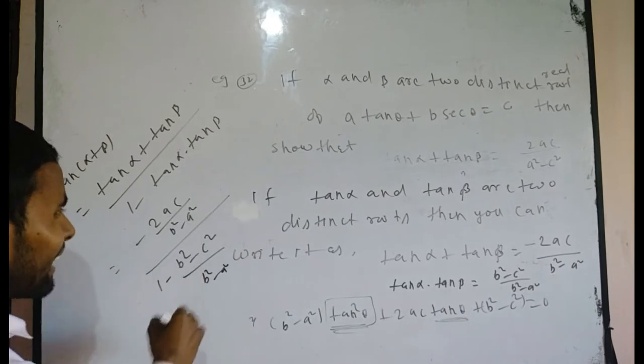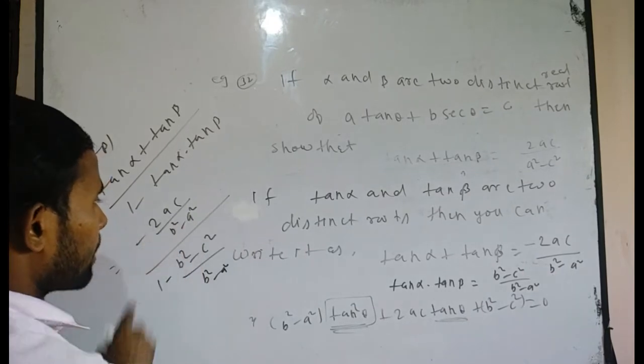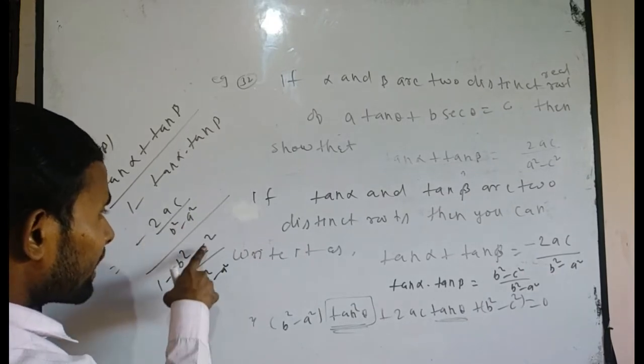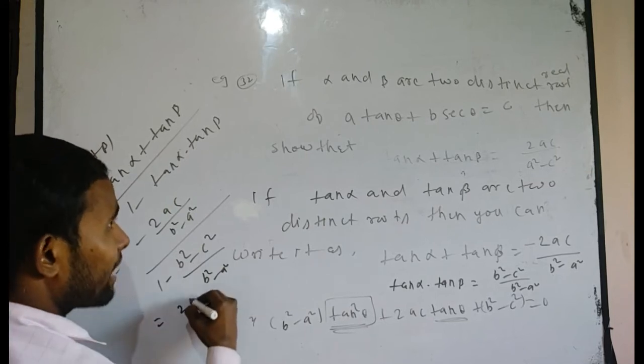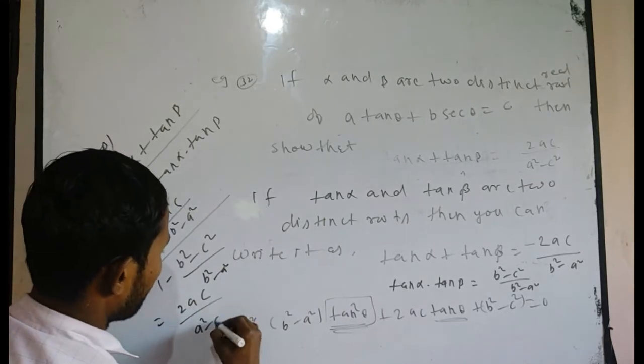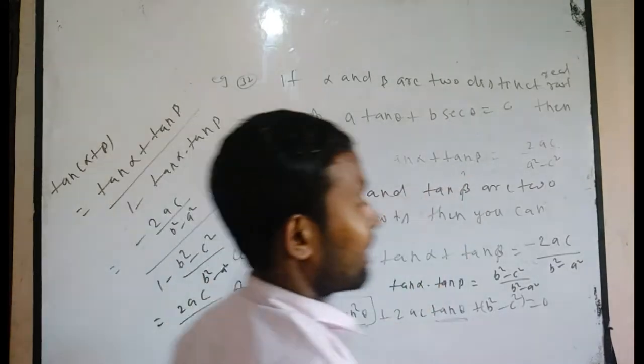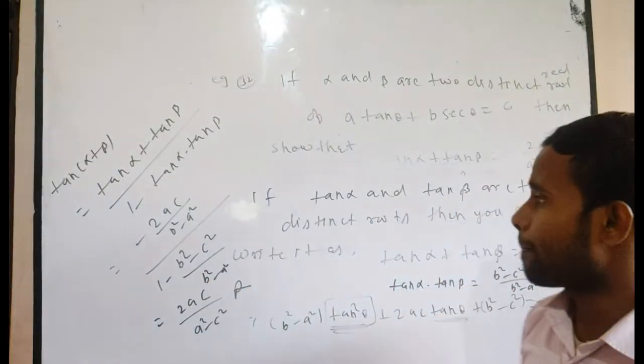If you calculate it, the b square minus a square cancels, and in the denominator you get a square minus c square, and finally it will be 2ac divided by a square minus c square, which is your RHS that you want. See, it is very simple.